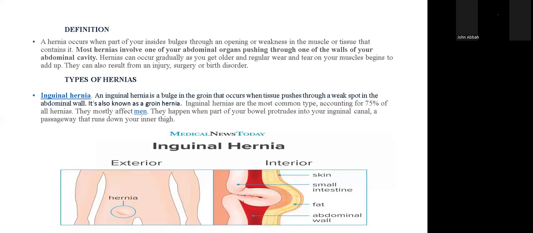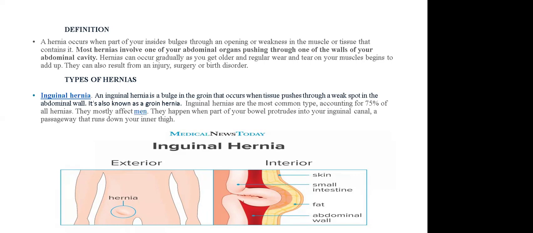Why? Because in today's class, we are going to be afforded the opportunity of knowing the different types of hernias, the different types, outside the conventional one that you know. Let's start off by looking at the first one, inguinal hernia. Inguinal hernia. This particular one is very, very common.